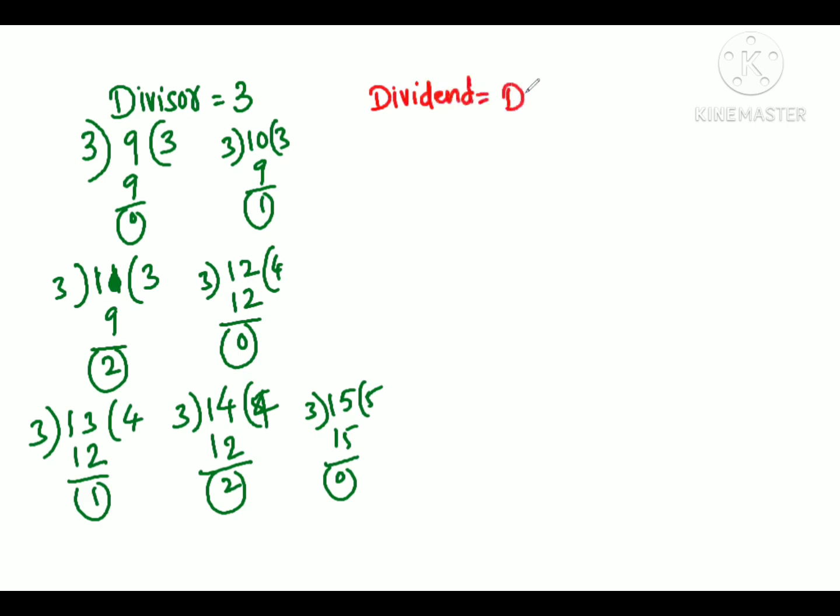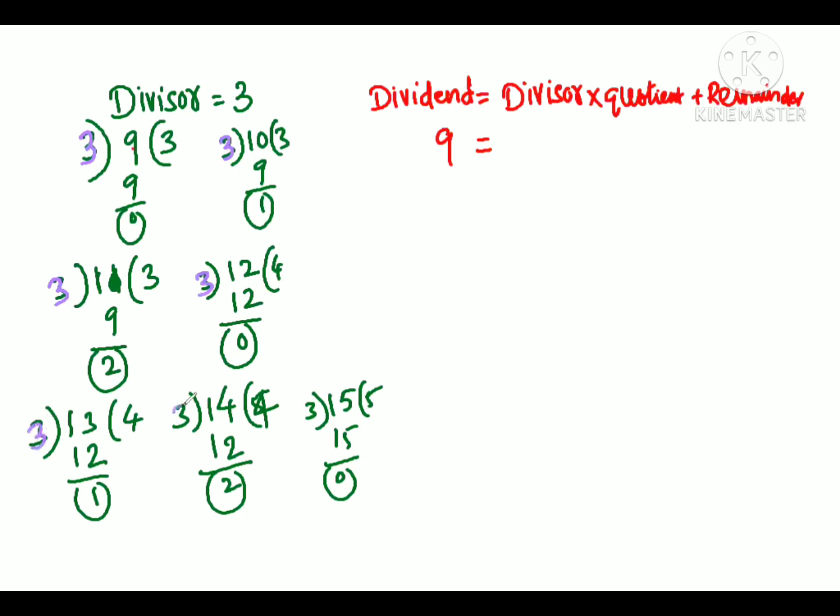Dividend is equal to divisor into quotient plus remainder. So here the dividend is 9 and the divisor is 3. In every problem the divisor is 3.